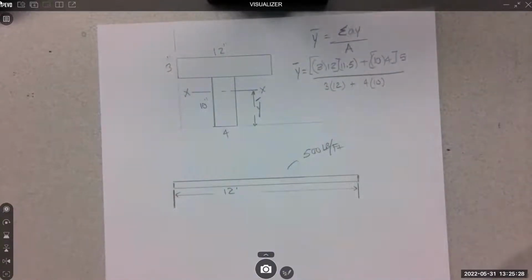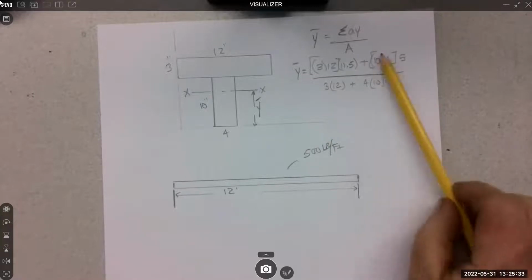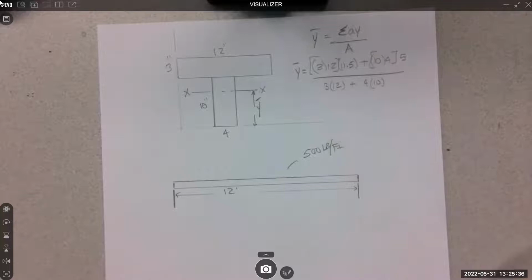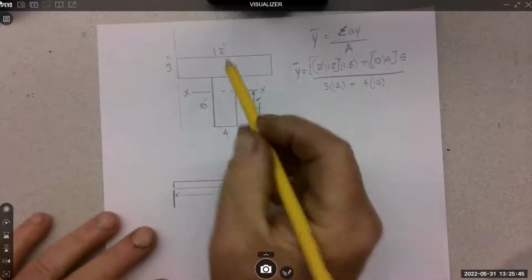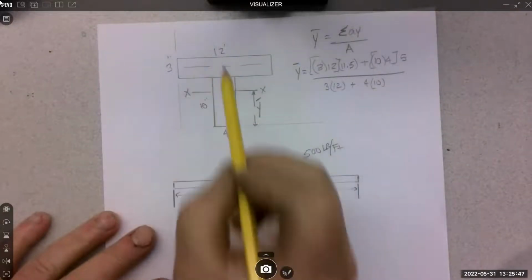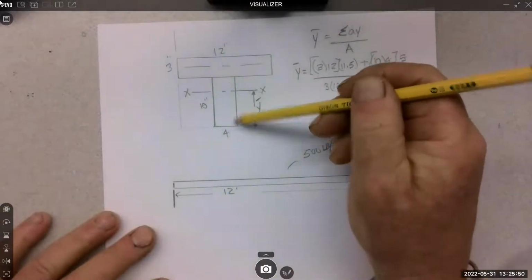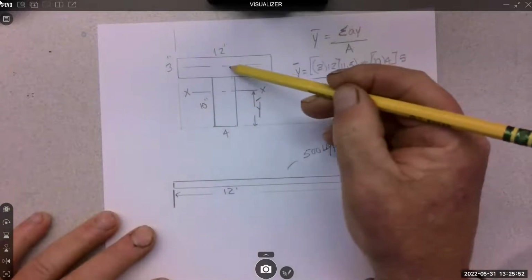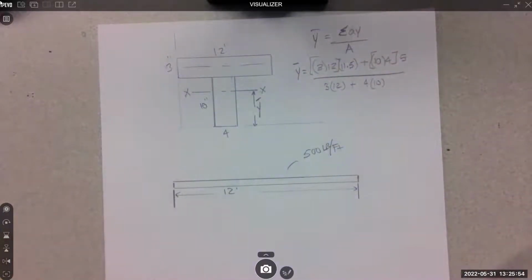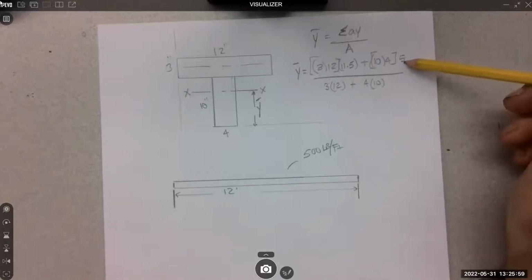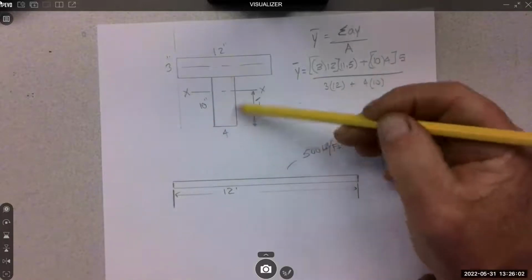If you had a hole, what would you do with it? Yeah, subtract it from the area and subtract it from up above. So you treat it like a solid, but you just put a minus in front of it. So that is the distance to the upper shape. So 10 to here and then half of the 3. Same way that I got this 5, right? Half of the 10, this lower shape.